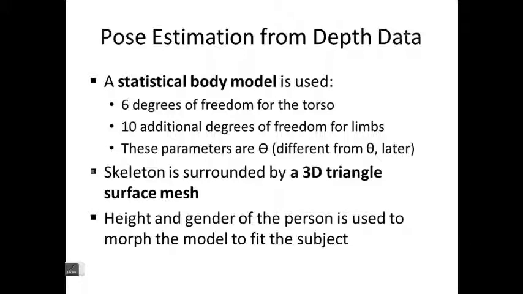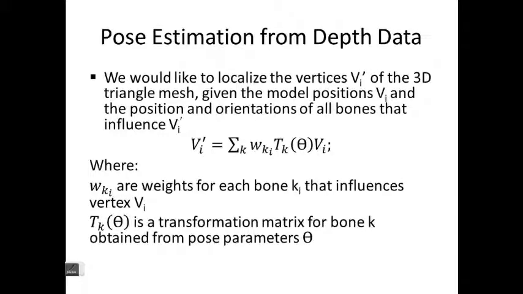The skeleton that is parameterized in this way is surrounded by a 3D mesh of triangles on the surface of the body, and these are the points that are actually tracked in a video sequence. In this paper, the height and gender of the person are assumed to be given, and those are used in order to morph the model 3D triangle points to the actual tracked 3D points on the surface of the human.